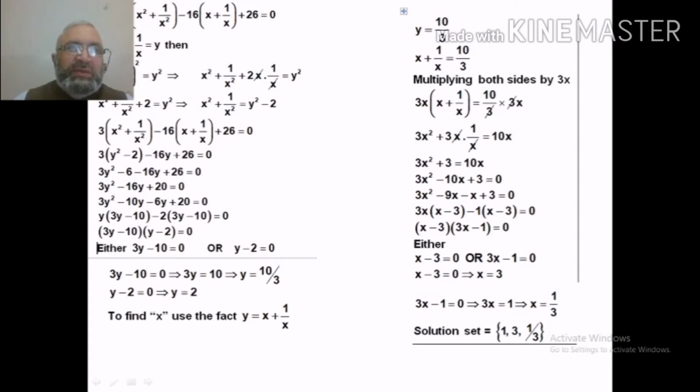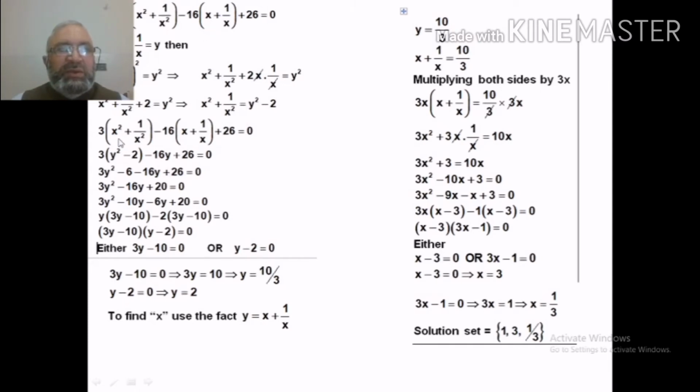By taking the square, we get (x plus 1 over x) whole square is equal to y square. Expanding the square, we get x square plus 1 over x square plus 2 is equal to y square. We have to derive the value of x square plus 1 over x square, therefore we transfer plus 2 to the right hand side. We get x square plus 1 over x square is equal to y square minus 2. Now these two values, the value of x plus 1 over x and the value of x square plus 1 over x square, we substitute into the original equation.